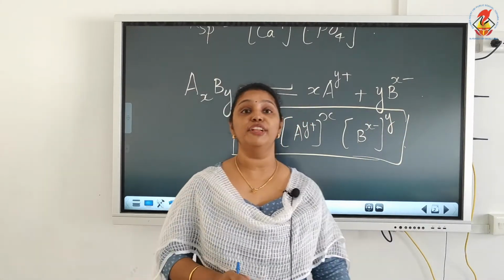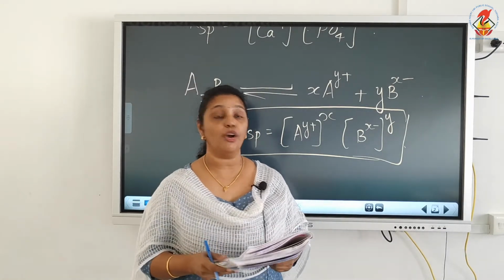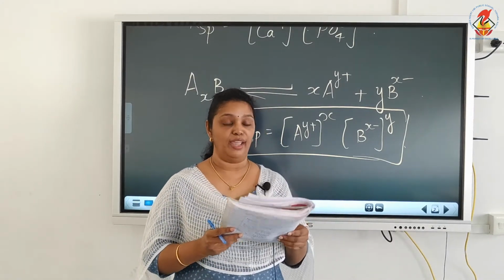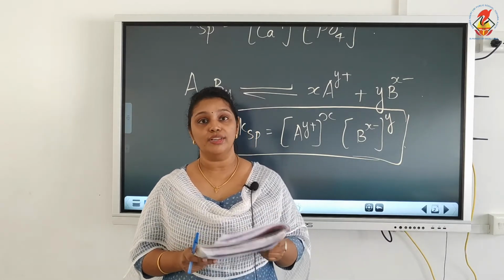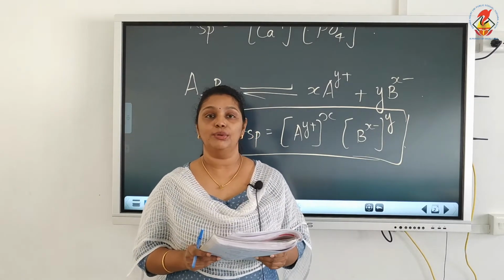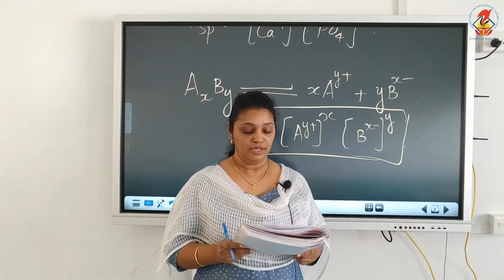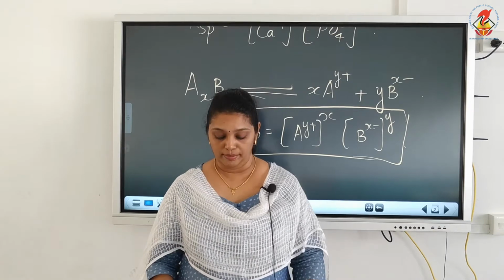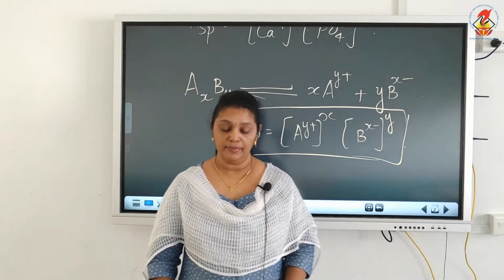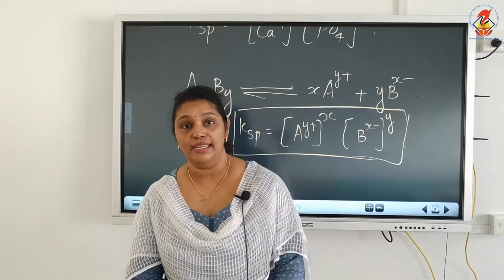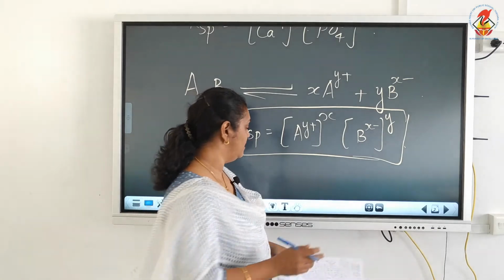Now let's give a definition for the solubility product. Solubility product is defined as the product of molar concentration of ions in a saturated solution, with concentration terms raised to power equal to the number of ions produced by the electrolyte. So this is the expression and the definition for solubility product. Next, let us see the applications of solubility product, that is KSP.